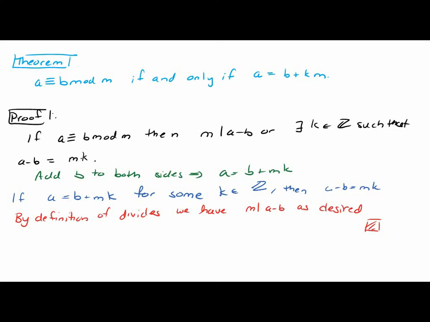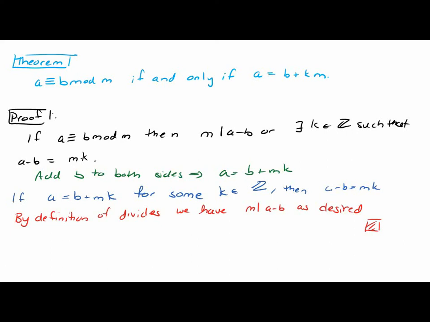If A is congruent to B mod M, I'm assuming that A is congruent to B mod M, then I'm going to prove that A is of the form B plus KM. So what does it mean for A to be congruent to B mod M? By definition, it means that M divides A minus B. Well, then there exists a K, you just write down the definition of divides, and then you add B to both sides, and you have the conclusion that A is equal to B plus K times M.